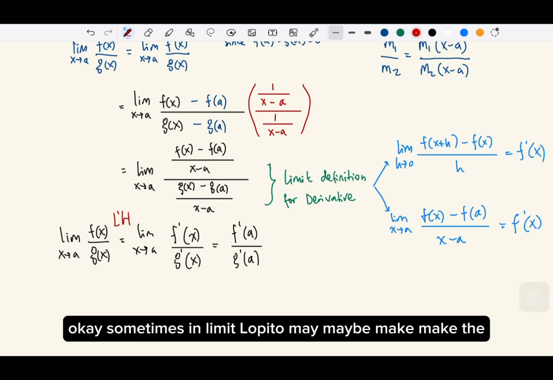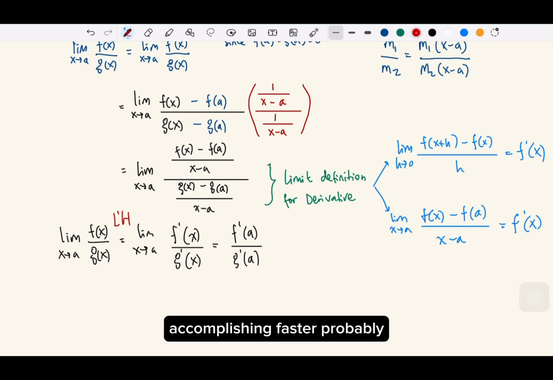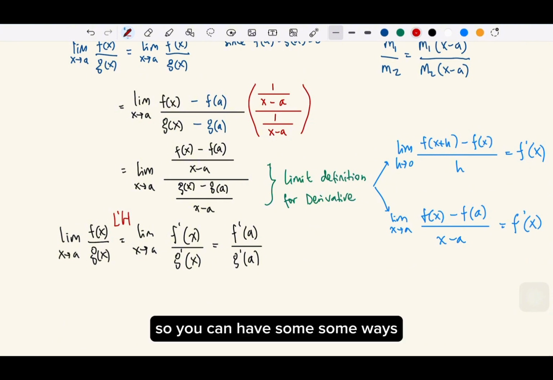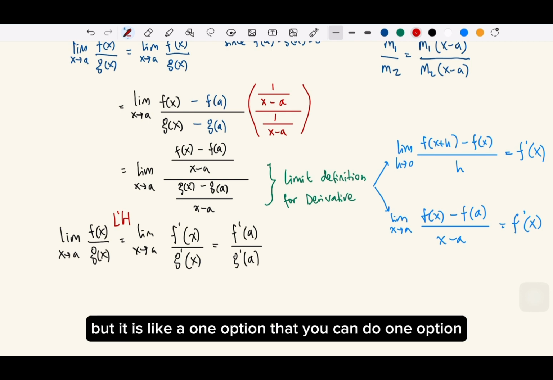Sometimes in limits, L'Hopital may make the calculation faster, probably. But not always. Sometimes you need to do some arrangement and then L'Hopital, or you can directly L'Hopital and then do some arrangement. So you have some ways. It doesn't mean that this is a final solution and you need to do all with L'Hopital. It doesn't always work like that, but it is one option that you can do.